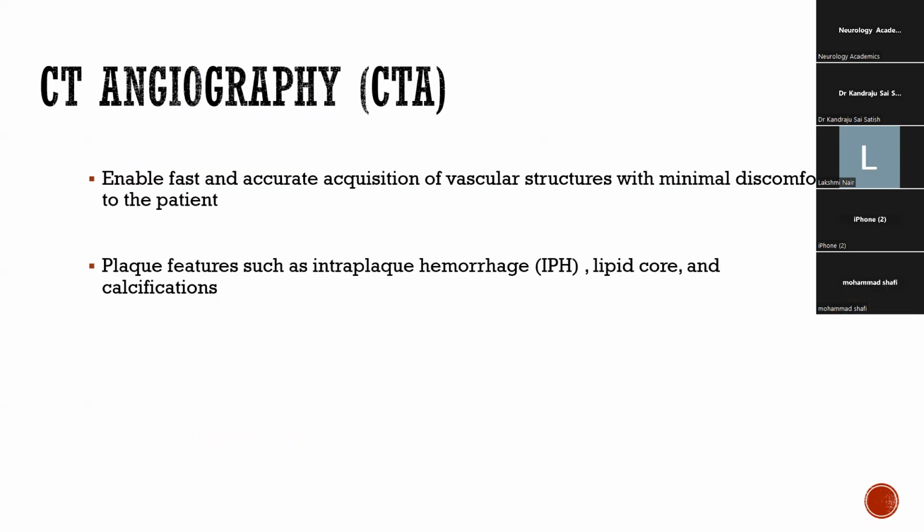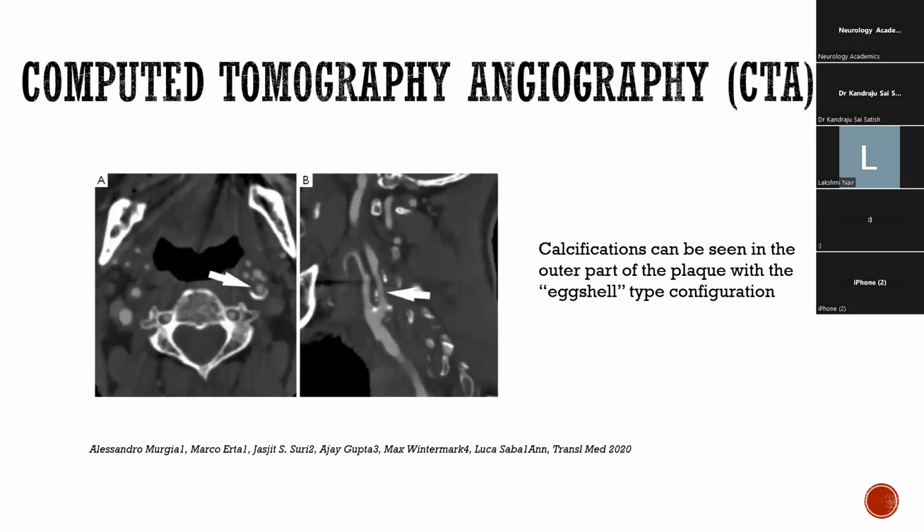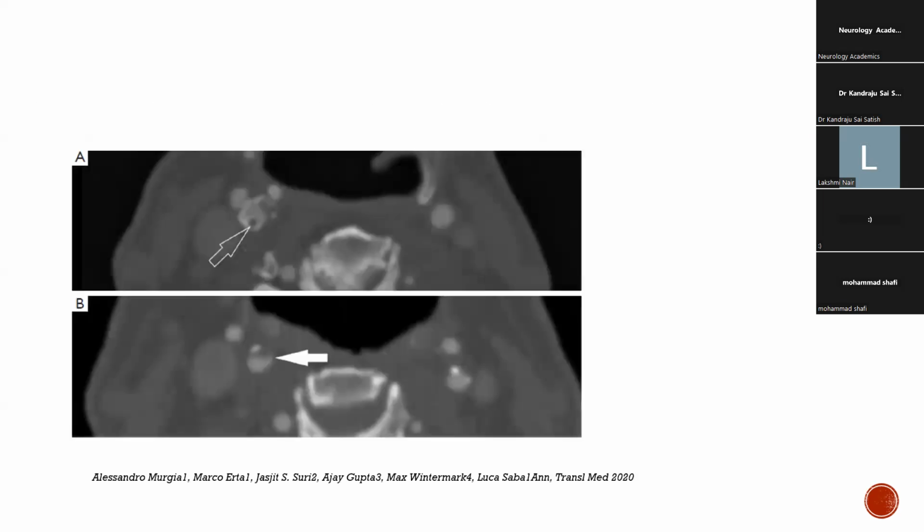So now coming to CT angiography. It enables a fast and accurate acquisition of vascular structures with minimal discomfort. The plaque features such as intraplaque hemorrhage, lipid core, and calcification can be identified better in CT angiography. So here in this image, there is a plaque which is calcified, and the outer surface of the plaque is calcified, and it has an eggshell type of configuration.